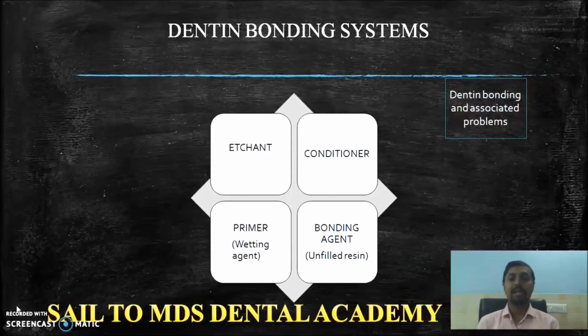So what does the dentin bonding system consist of? It consists of all these four things, not only the bonding agent, it consists of etchant, conditioner, primer and bonding agent. So the etchant we explained before. What is the conditioner? The conditioner removes the smear layer and etches the intertubular dentin and forms microspaces. The primer is a wetting agent, it improves the bonding to those microspaces. Okay, and the bonding agent we know is an unfilled resin that bonds the composite and the tooth surface.